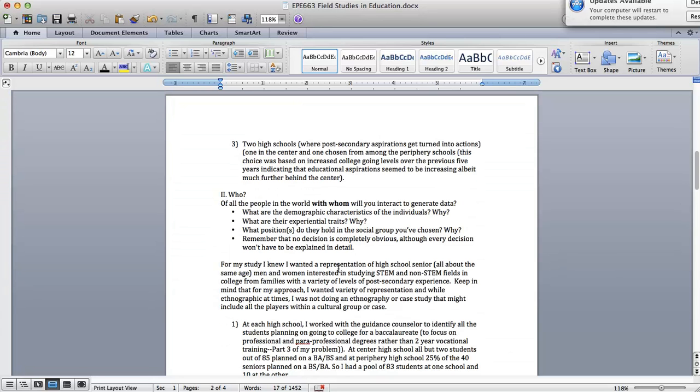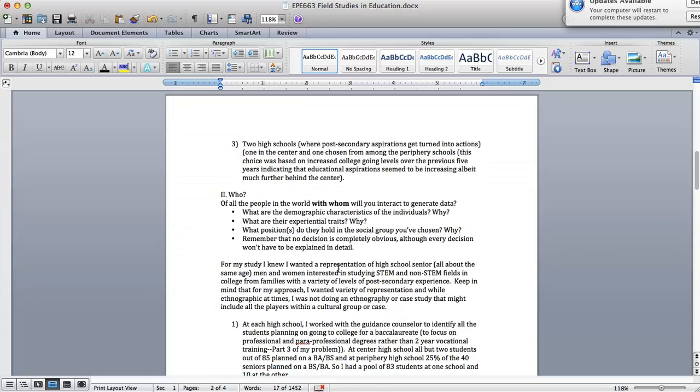What positions do they hold in the social group that you've chosen? If you are studying a case study of an organization, you need to think about who in that organization you will need to talk to in order to understand the organization. What positions, not necessarily the who in terms of their names, but what positions do you need to make sure to cover? Now, emergent design means that down the line you might modify this and choose more people, but this is the proposal stage where you're having to imagine what you might do, and so you don't have the benefit of having already been in the field yet.